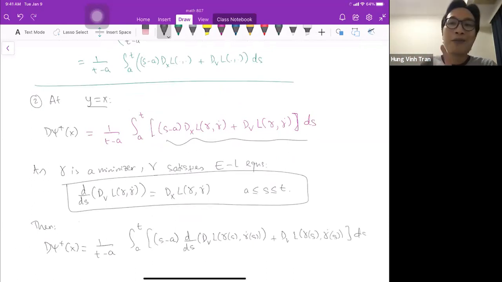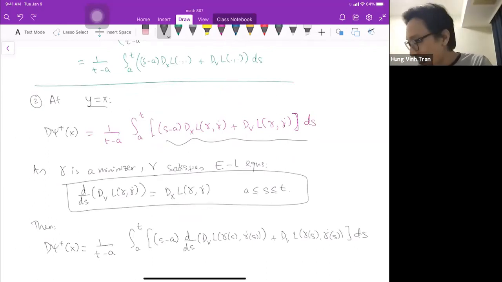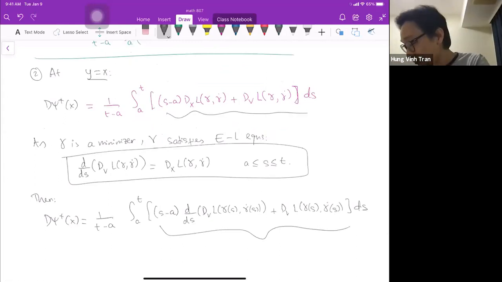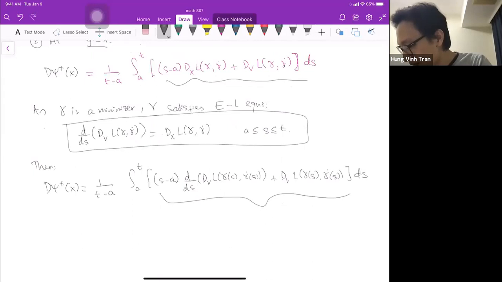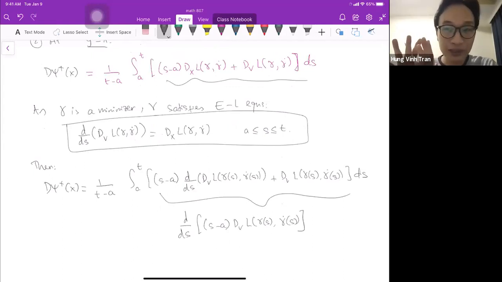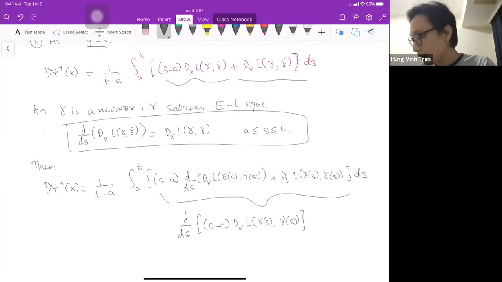ds. Okay, now magically you see this is exactly the product rule. This is just d over ds of the whole thing, (s minus I) dvL of gamma s, gamma dot s. So it's really beautiful, by Euler Lagrange. And here we are really using that it's a minimizer, explicitly, because we have to compute explicitly. So it becomes the full derivative of a function, right?